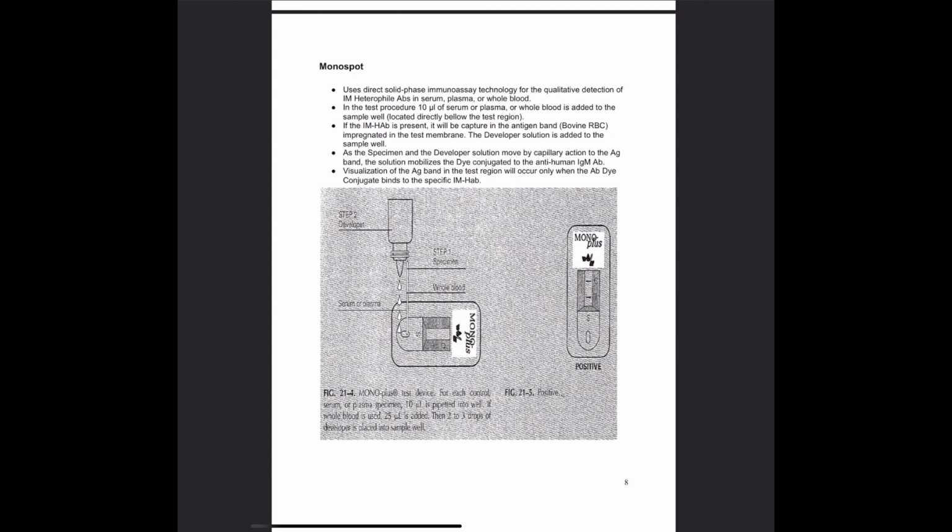As the specimen and the developer move by capillary action to the antigen band, the solution mobilizes the dye conjugated to the anti-human IgM antibody, and visualization of the antigen band in the test region will occur only when the antibody dye conjugate binds to the specific infectious mono antibody.